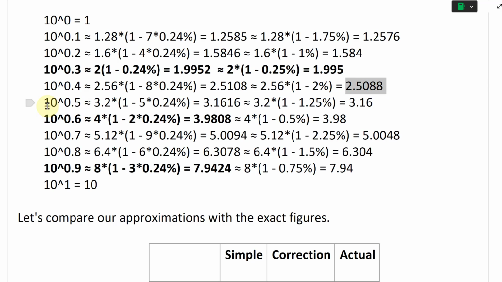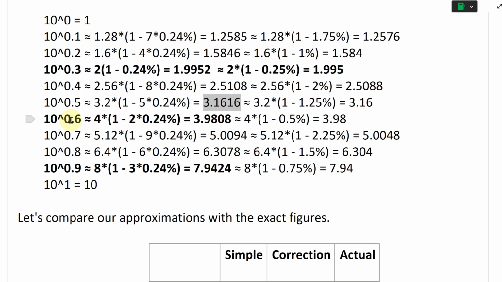Anyways, the next one is 10 to the 0.5. This is approximately equal to 3.2 times 1 minus. And now we can do the error 5 times. So applied 5 times, it would just be 1.25% when you round it up. That's because 5 times 0.25 would be 1, and then add another quarter. And you get 3.16. Here's just with the normal error.